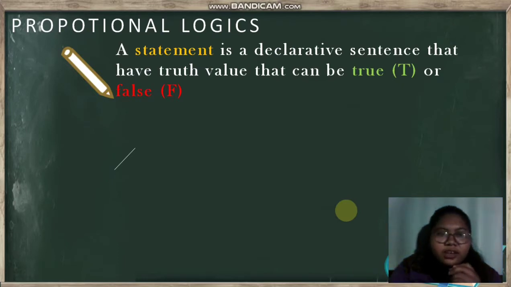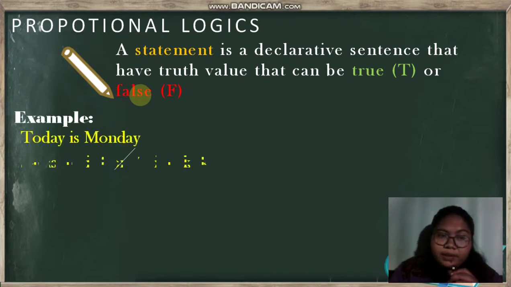When we're talking about propositional logic, we will concern ourselves with statements that have a truth value. So what is a statement? A statement is a declarative sentence that has a truth value that can be true or false. When we write the truth value of a statement, we can use T for true and F for false. So how about examples of statements?